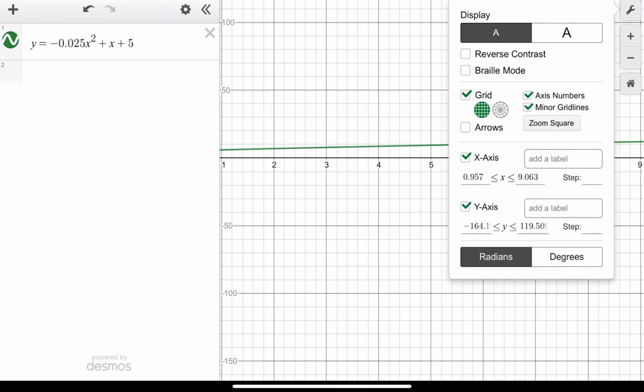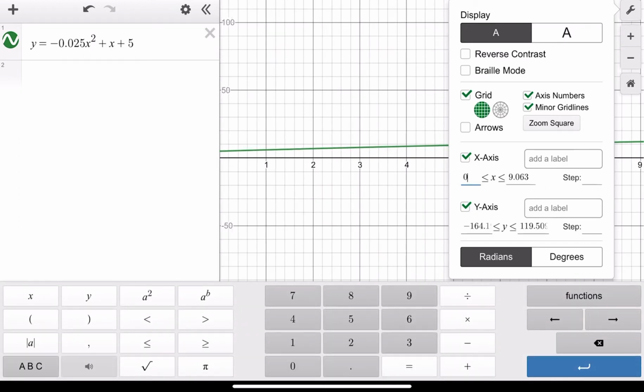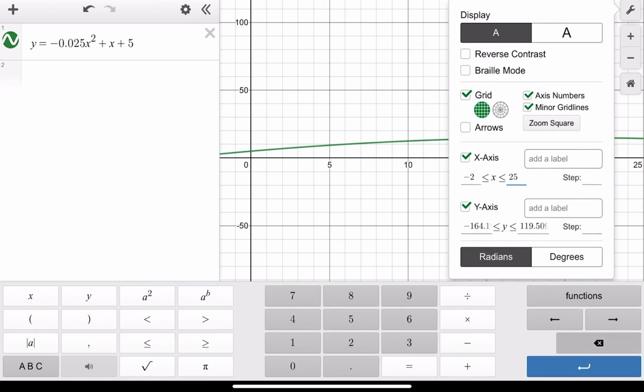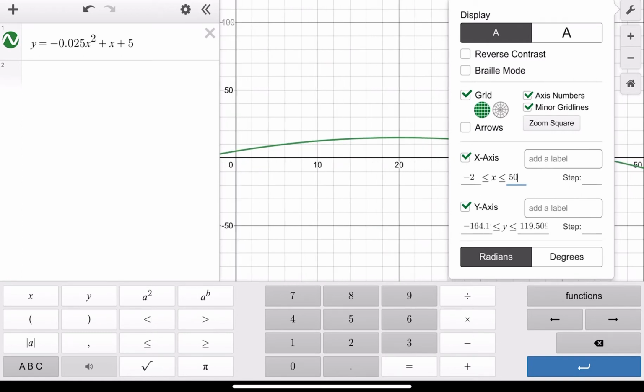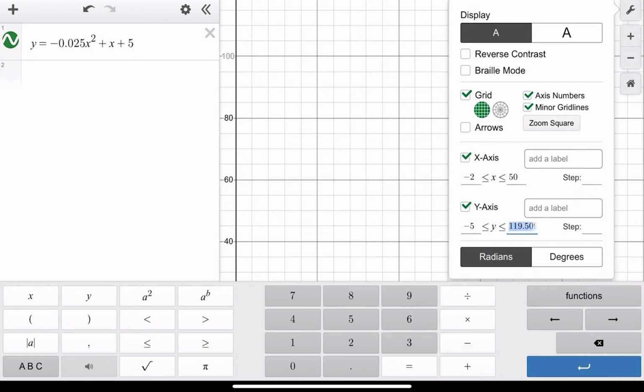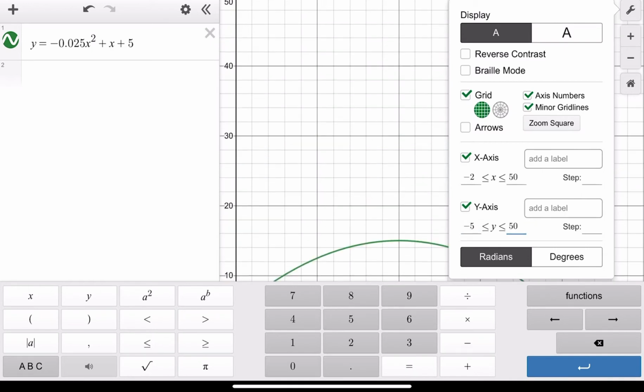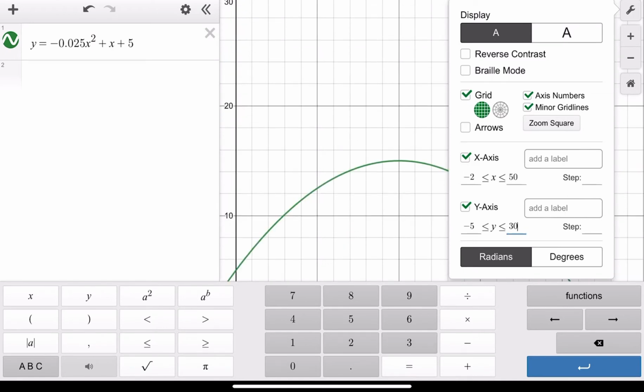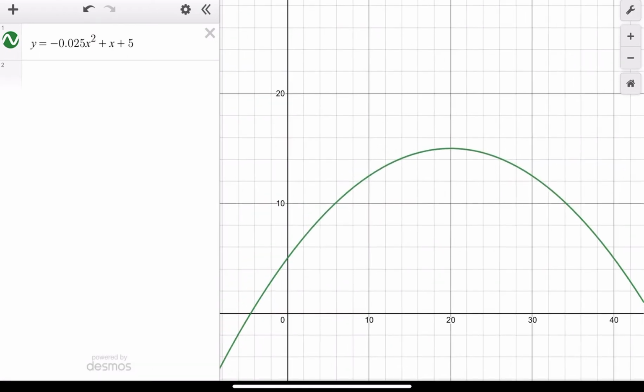And again, it says that I'm going to throw the football and the receiver is 20 yards away, so I'm going to have a starting value of, let's say, negative 2 and an ending value of 25. Oh, sorry, he's 40 yards away, they said, so I'm going to have 50. And then my y value, I'm going to use negative 5, and then I'm going to use 50 feet. Looks like that's way too much. Let's use 30 feet as the maximum, and now I can see my throw.